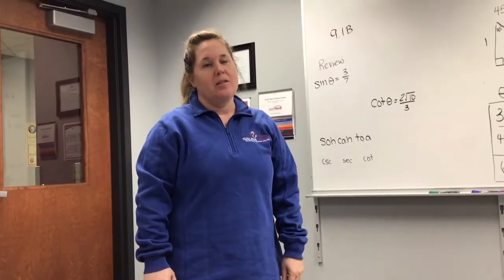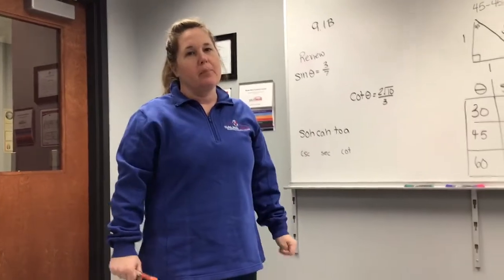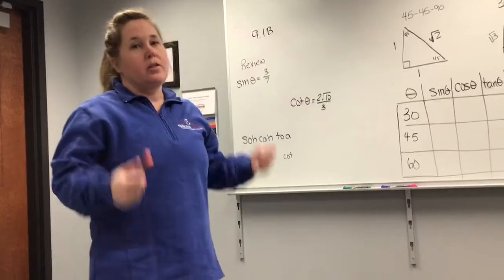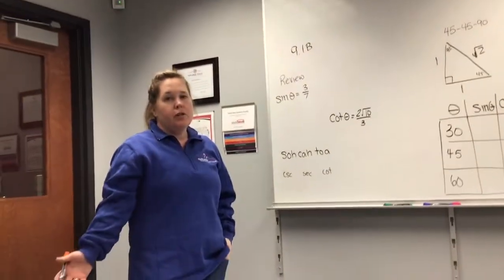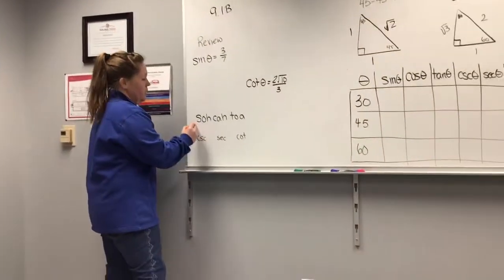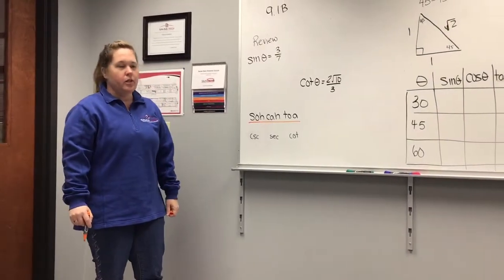Ready to go back to some sine, cosine, tangent stuff. We're going to pick up where we left off, 9.1b. We're going to review a little bit before we go on. So, we were talking about trig functions, right triangles, trig functions, and we had our fun word SOHCAHTOA.